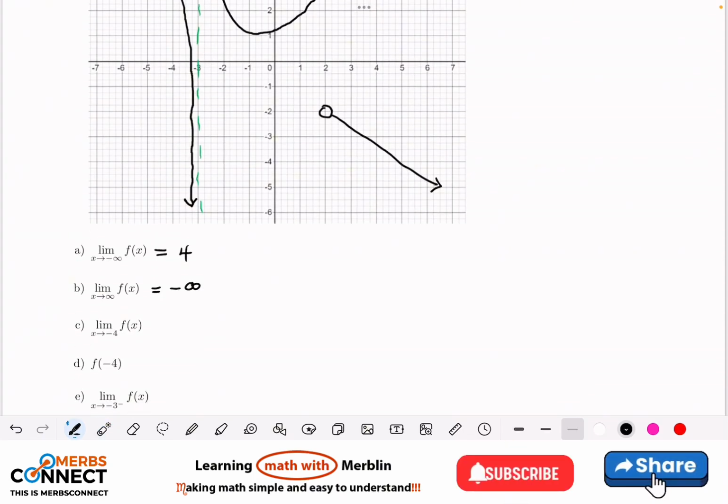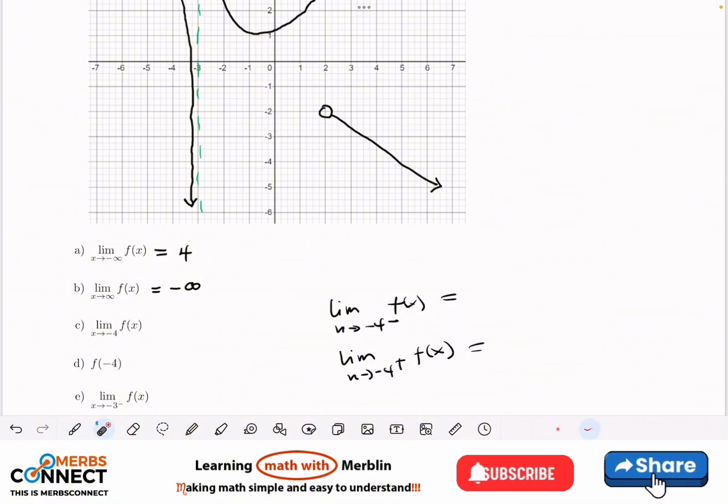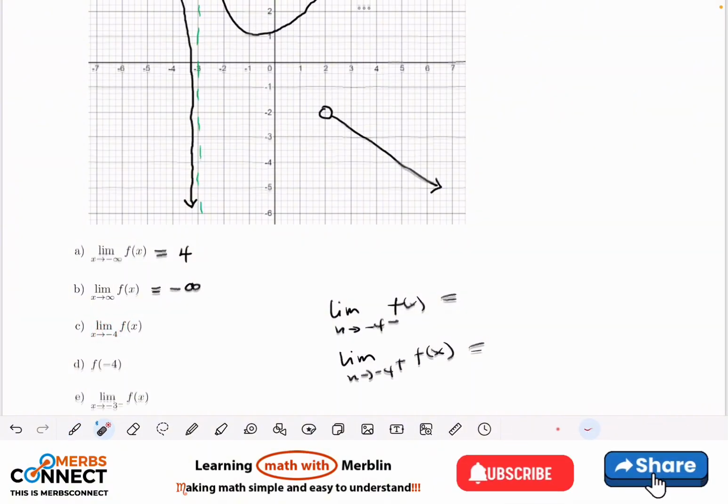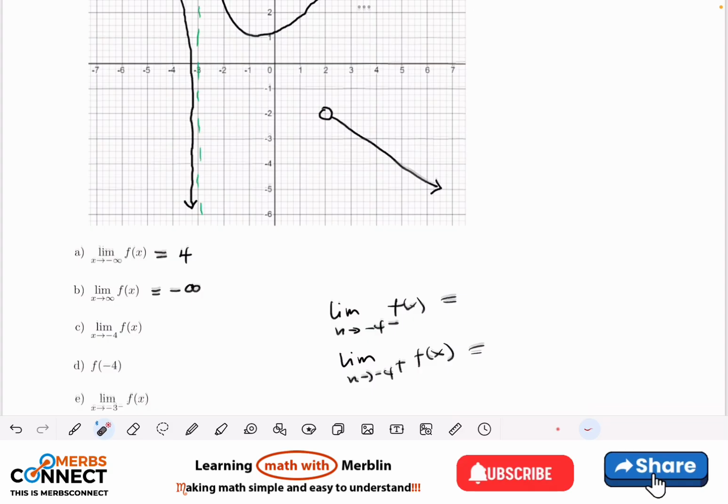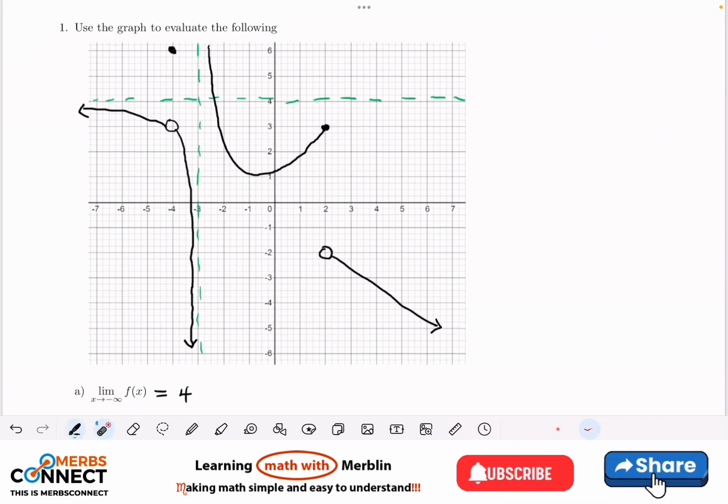Let's look at the limit as x is approaching negative 4. For us to conclude on that, we need to look for the limit as x is approaching negative 4 of f of x from the negative side, and also the limit as x is approaching negative 4 from the positive side of the function, right? These are the two things that we need to do. So we need to go and look for negative 4. We draw a vertical line on the negative 4, and then we try to figure things out.